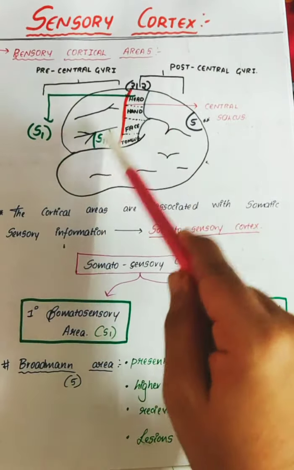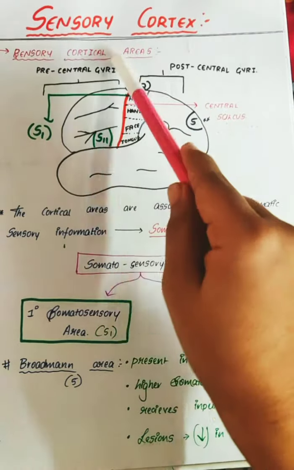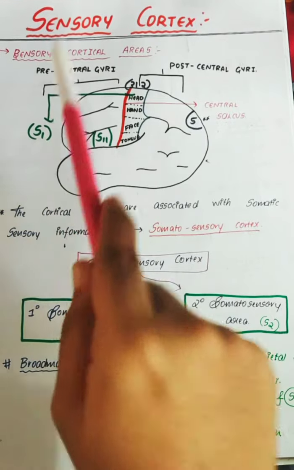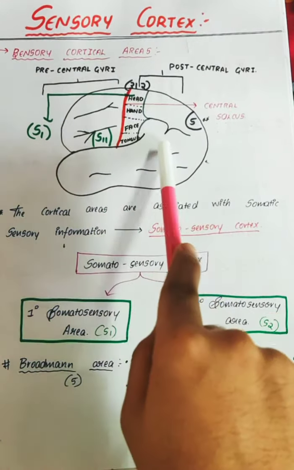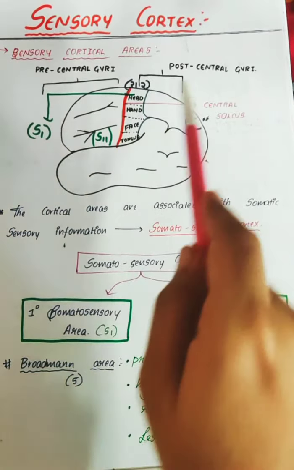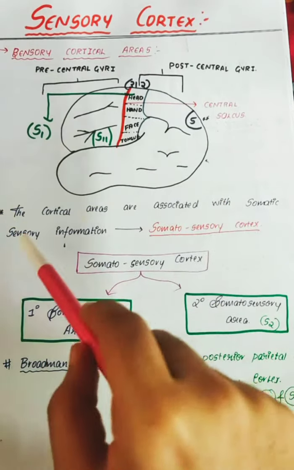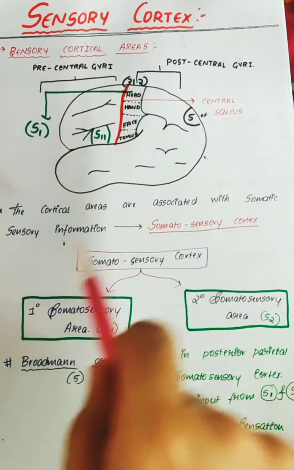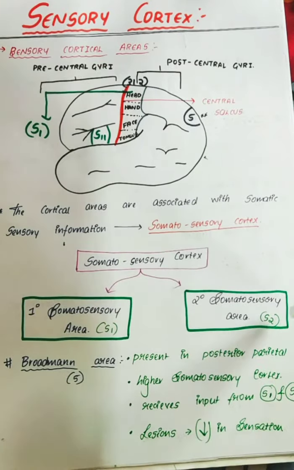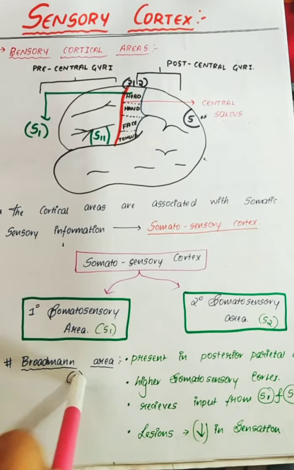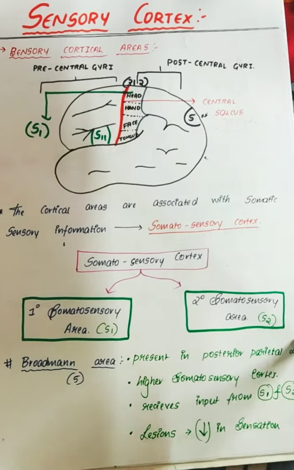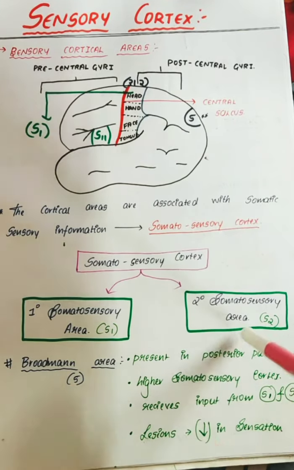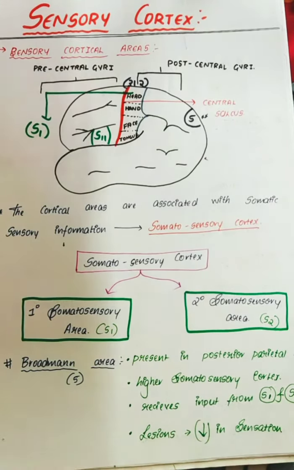You can see the central sulcus. Before the central sulcus you can see the precentral gyri area, and after the central sulcus you can see the postcentral gyri area. There is the primary somatosensory area, the secondary somatosensory area, and area number 5 called Brodmann's area, a very important area. The cortical areas associated with somatic sensory information are called the somatosensory cortex. In this somatosensory cortex there are two types: primary somatosensory area and secondary somatosensory area. Area number 5, also called Brodmann's area, is present in the posterior parietal lobe. It is the higher somatosensory cortex which receives input from both S1 and S2. If there is any lesion in this area, there is a decrease in sensation in our body.